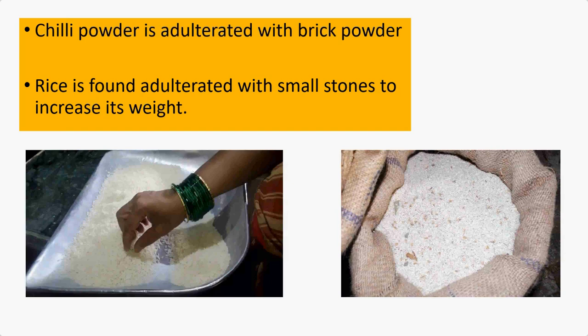Next, rice is found adulterated with small stones to increase its weight. How is rice getting adulterated? They mix small stones into the rice to increase its weight. For example, if Madesh goes to buy rice, the shopkeeper adds a few small stones to the rice sack. Madesh will think, okay, I'm getting 10 kgs of rice, but in the 10 kgs, 1 kg will be small stones only.